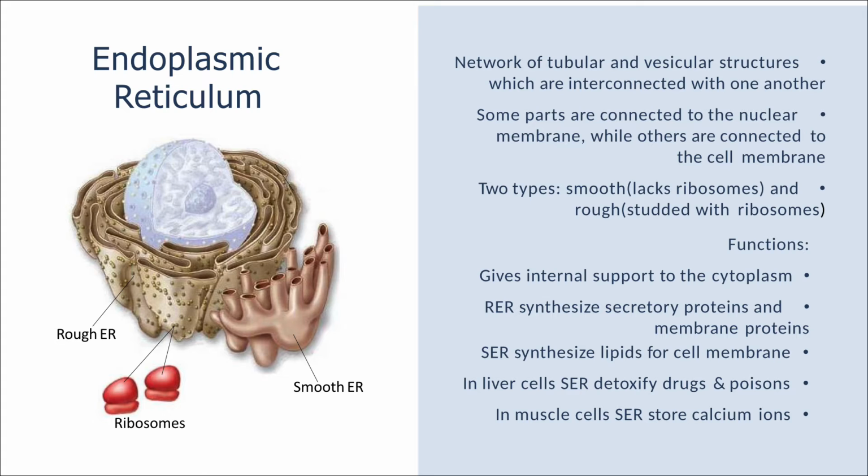Endoplasmic reticulum. It is a network of tubular and vesicular structures which are interconnected with one another. Some parts are connected to the nuclear membrane while others are connected to the cell membrane. There are two types. The first type is smooth because it lacks ribosomes, and the second is rough because it is studded with ribosomes.